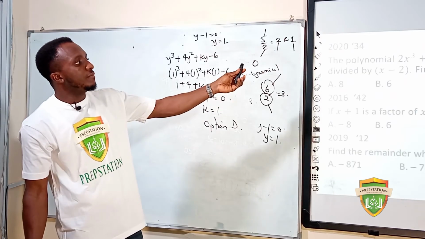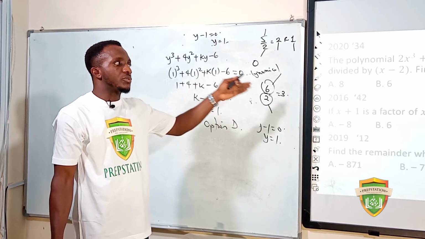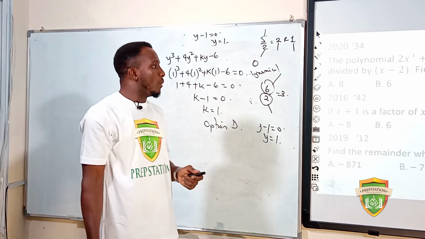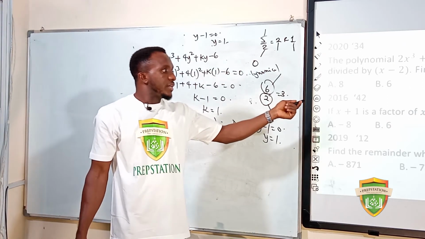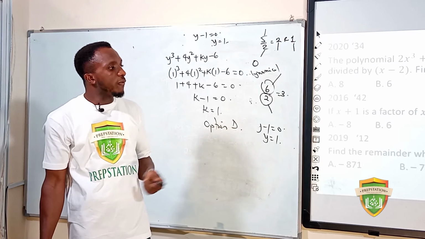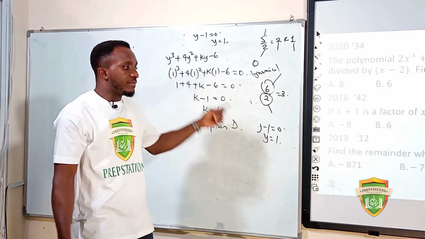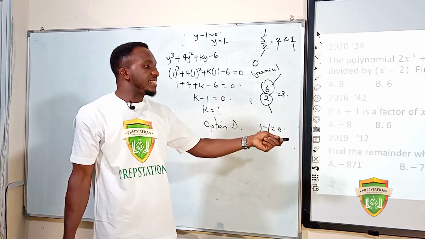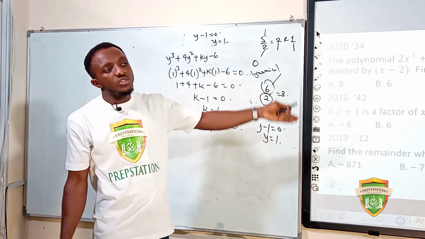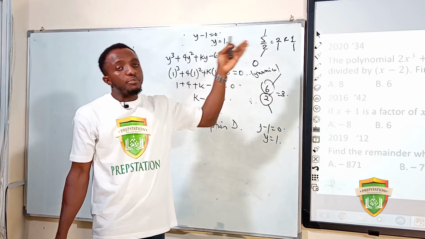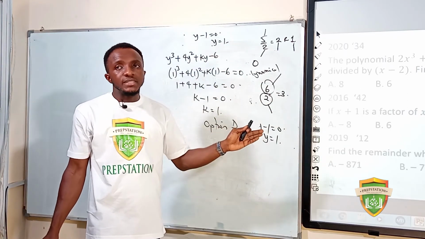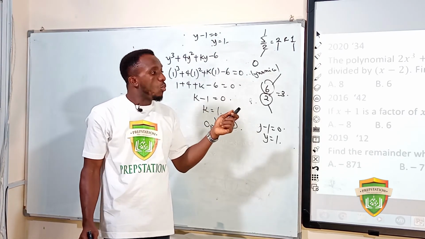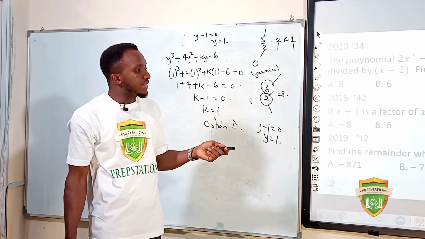I won't solve this question because it's still about remainder theorem, so that we can go to some tougher questions. Can you see this one? 2016 number 42 is factor theorem. I have solved a question like that. Then the other one, 2019 number 12. All these questions I put here, you can press pause at any point and try solving them to see what you will get.